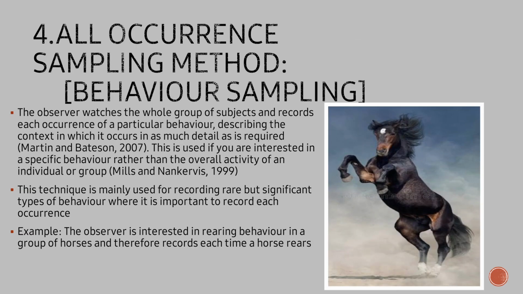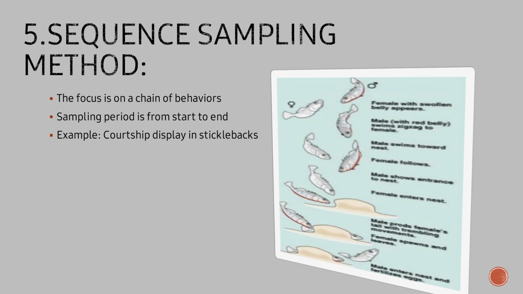Next is all occurrence sampling. In this sampling, the observer watches the whole group of subjects and records each occurrence of a particular behavior, describing the context in which it occurs in as much detail as is required. This technique is mainly used for recording rare but significant types of behavior where it is important to record each occurrence. Sequence sampling. So this sampling period is from start to end.